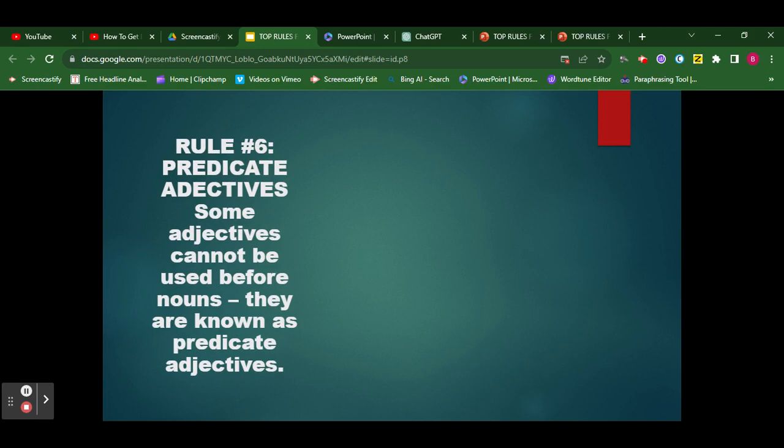This brings us to rule number 6, dealing with predicate adjectives. This rule states that some adjectives cannot be used before nouns, and they are known as predicate adjectives.